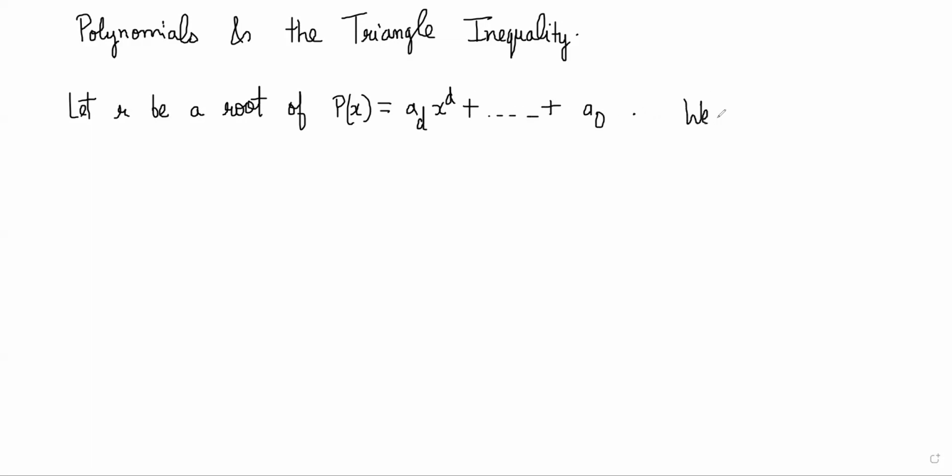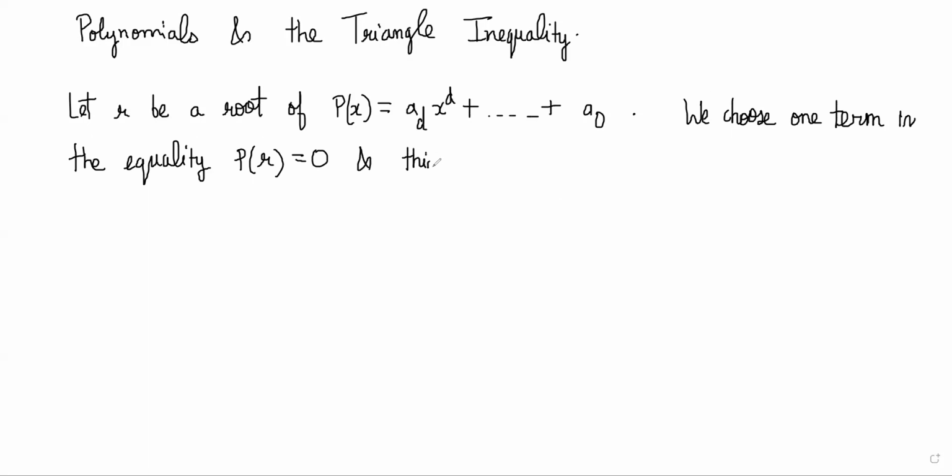What we do is we choose one term in the equality p of r is equal to 0. And we can think of it as a large term, large in some sense. So what I mean is that we will isolate that term on one side of the equality.